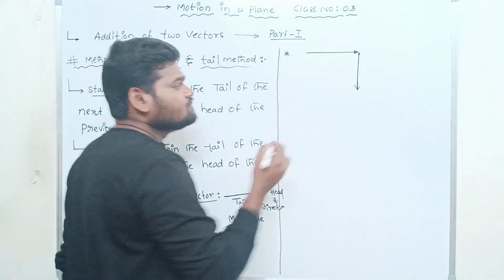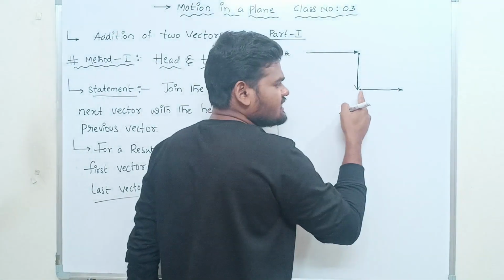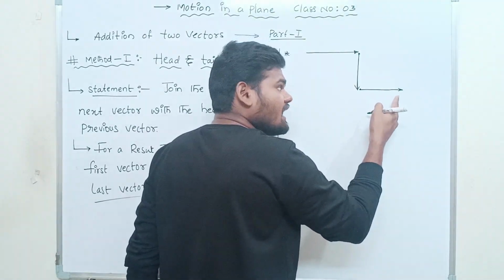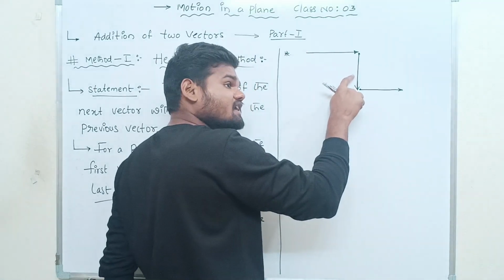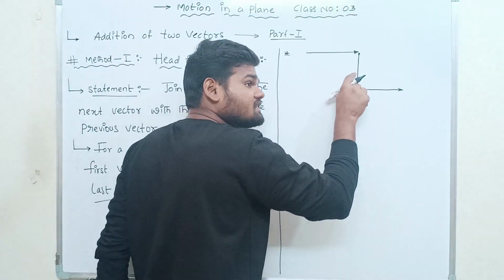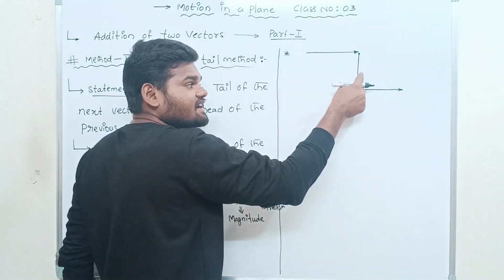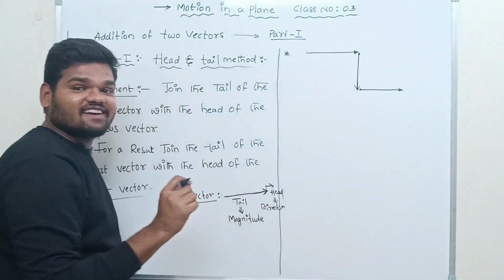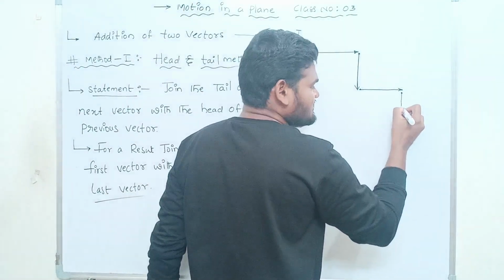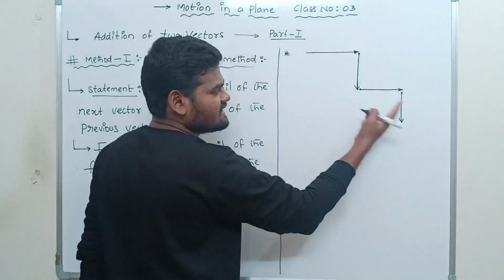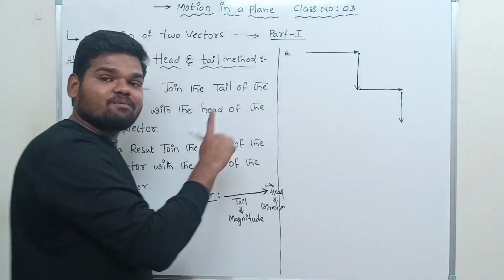Again, I'm joining the tail of the next vector with the head of the previous vector. With respect to this vector, the earlier one is the previous vector, and for this vector, this is the next vector. Again, I'm joining the tail of the next vector with the head of the previous vector.